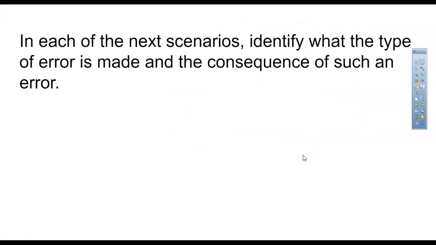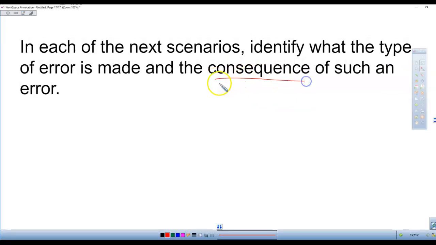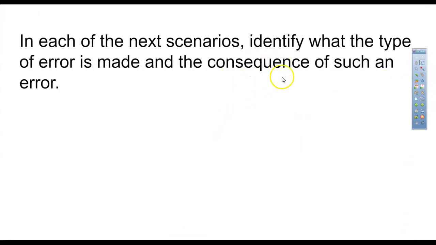All right, so in each of the following, I want you now to identify the type of error that was made and the consequence of each of these errors, okay? So consequences, we're looking at real life situations. What consequences are there in real life?